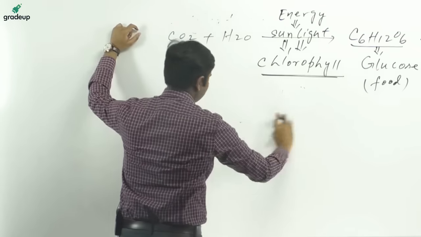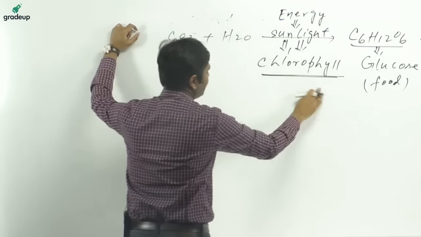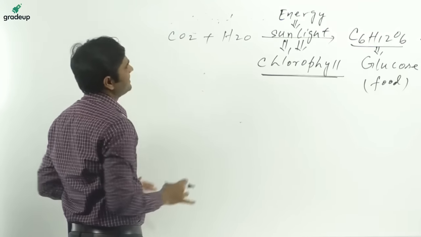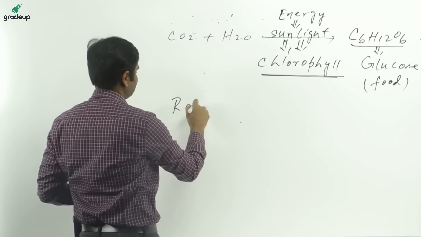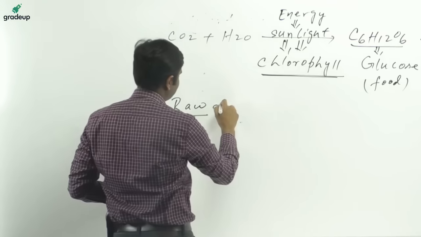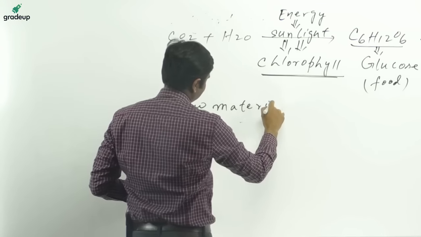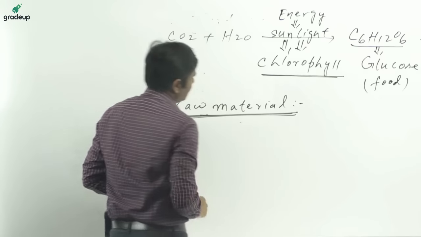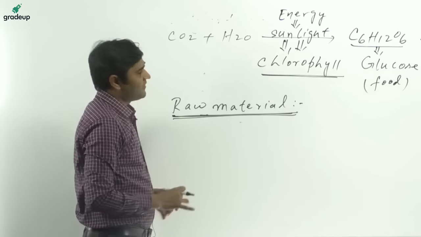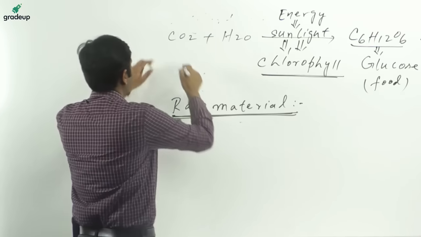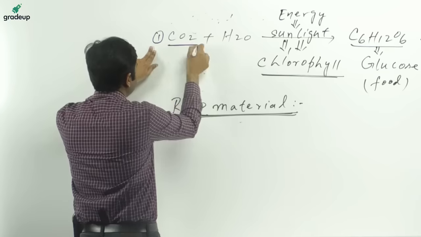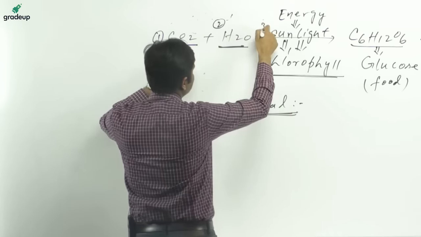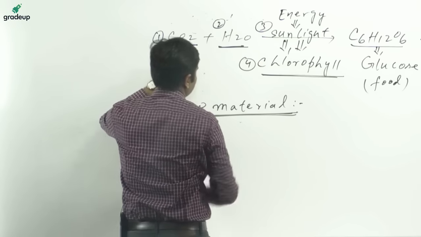A question asked from here is that what are the raw materials for photosynthesis? So what is the requirement of photosynthesis? Plants require CO2, water, sunlight and chlorophyll.